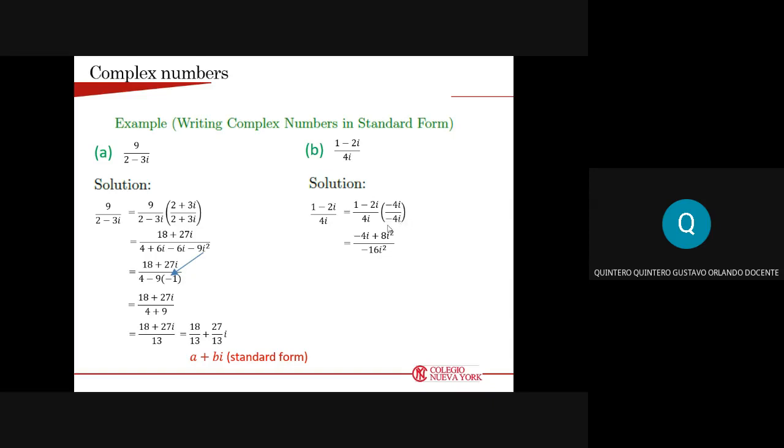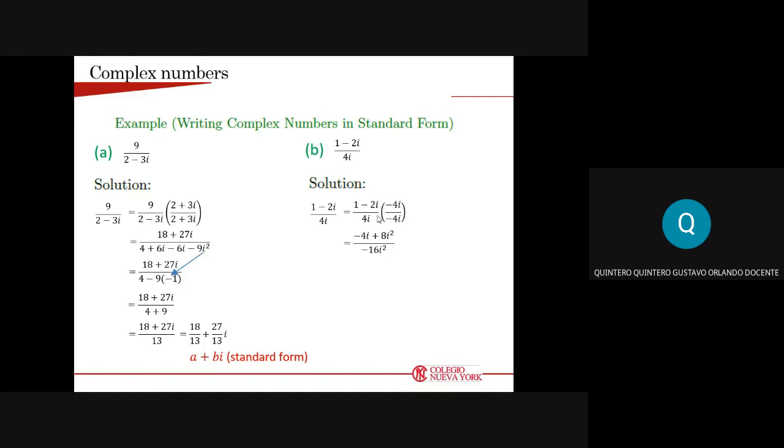Why? Because remember, we are going to multiply up and down by the conjugate of the denominator. That's what we did in here. Here, we're doing the same. Look, let's take a look at the first example, A. The conjugate was easy to find. The conjugate of 2 minus 3i was 2 plus 3i. That conjugate is easy, right? We multiply up and down by the conjugate of the denominator.